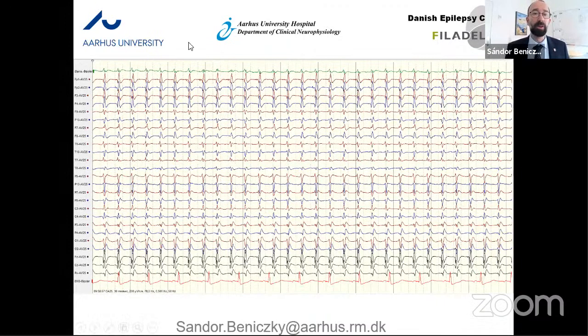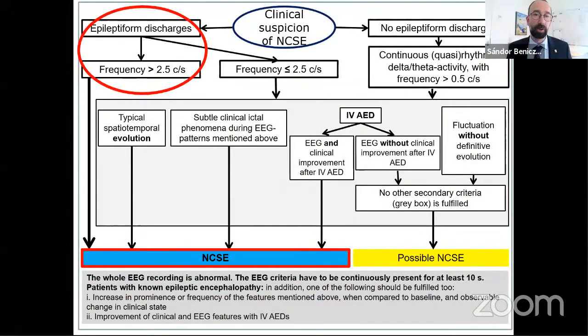You can see these discharges, bilateral, symmetrical, and synchronous, and the frequency is constantly 3 Hertz. So you take 10 seconds, then you count 30 discharges. So this fulfills the primary criterion. You have these epileptiform discharges with a frequency higher than 2.5 Hertz. So you can diagnose this as a definite non-convulsive status epilepticus.